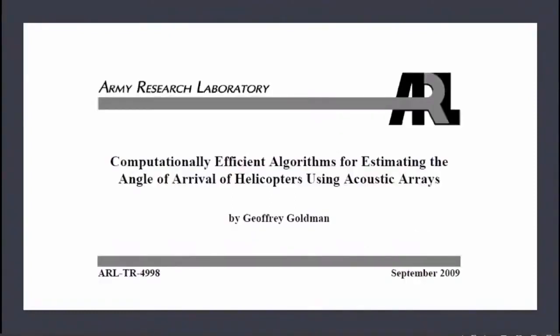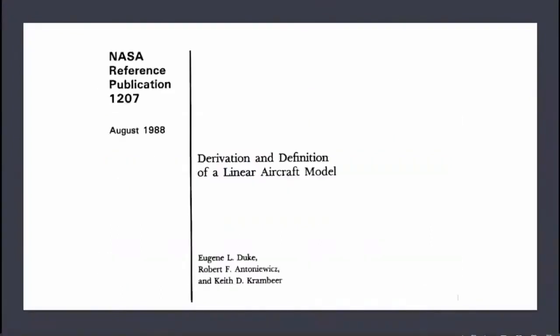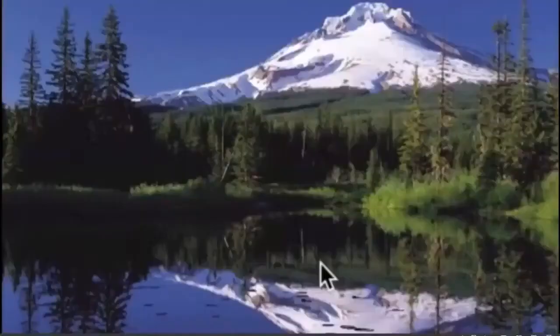Same here for the computationally efficient algorithms for estimating the angle of arrival of helicopters. Can't even accurately land using acoustic rays unless you assume the Earth is flat. Same for the derivation and definition of a linear aircraft model. People say they do this just to make the math simpler. Well, that's weird. If the Earth's a tilted, wobbling, spinning ball, why don't we just account for what it actually is? I thought that scientists knew all about the math, and that's what proves the globe.